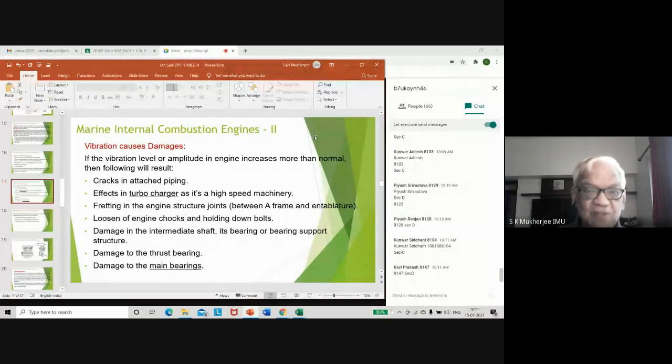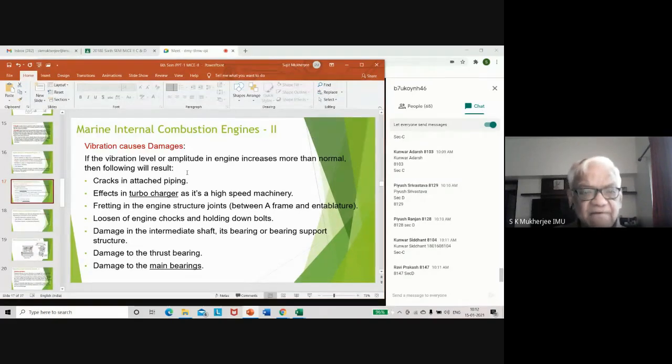And I showed you all the couples that come about. These couples become much more if there is a disbalance of the masses. A rotor for a turbocharger has to be statically balanced as well as dynamically balanced. So if these balances go haywire because of bearing damage, there is guaranteed damage for the turbocharger.